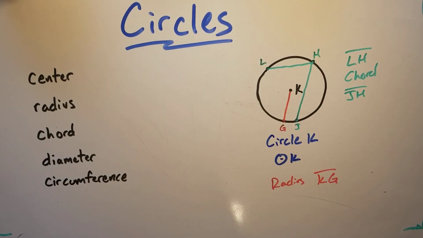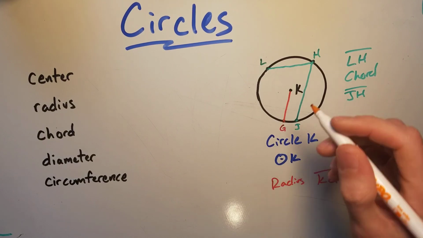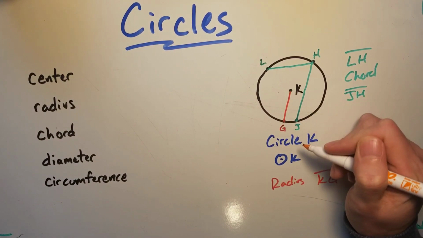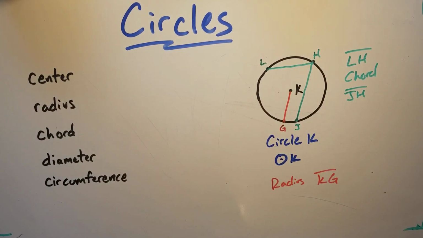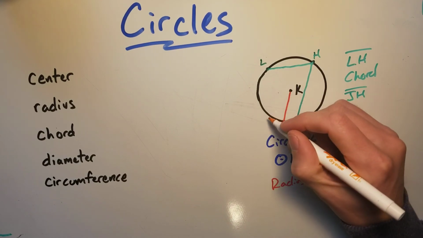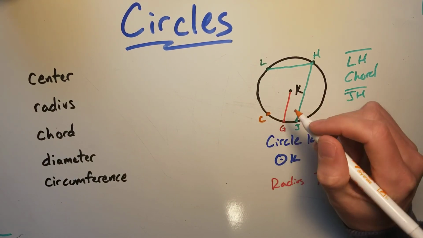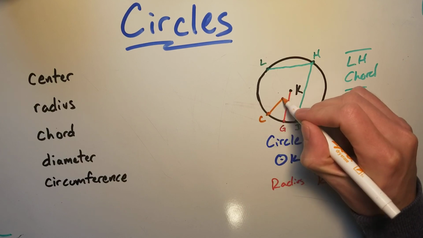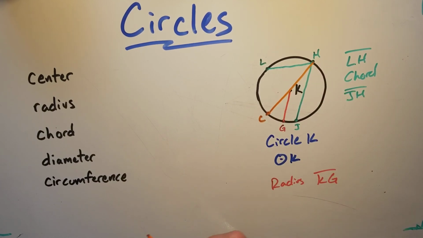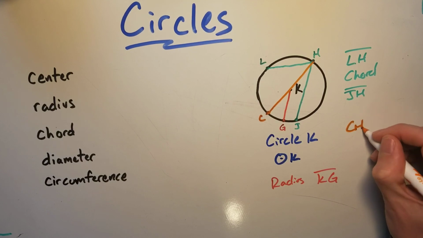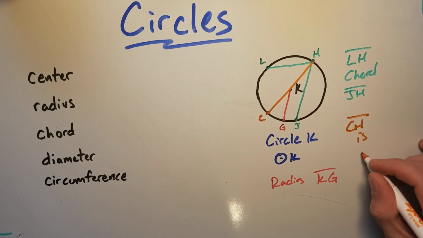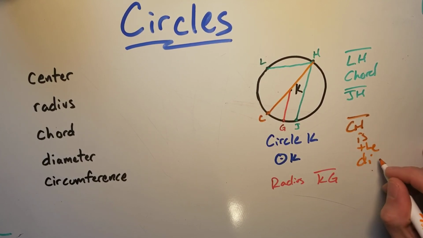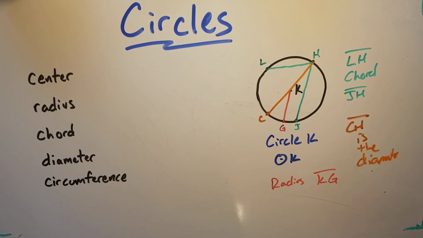Now there is a special chord, and that chord is called the diameter. So the diameter is a chord that has two endpoints on the circle, and it also goes through the center of the circle. So let's say we have point C over here, and it goes through the center over to H. We could say that segment CH is the diameter. The diameter of the circle would be CH.